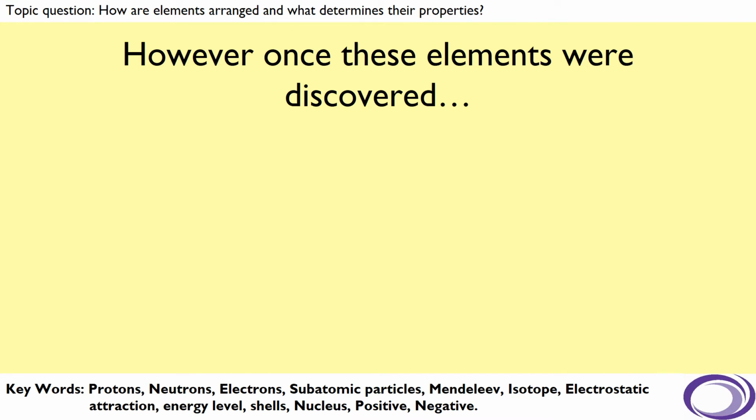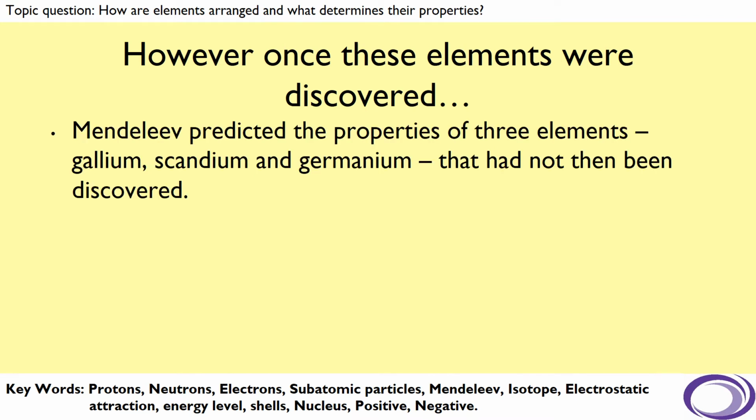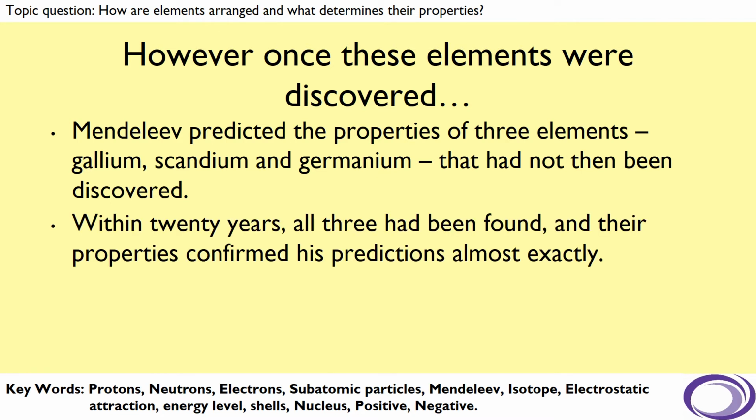Once those elements were discovered, Mendeleev's predicted properties were incredibly similar, and 3 of the elements, gallium, scandium and germanium, were found within 20 years of Mendeleev predicting their properties. So we're going to have a look at a couple of these.